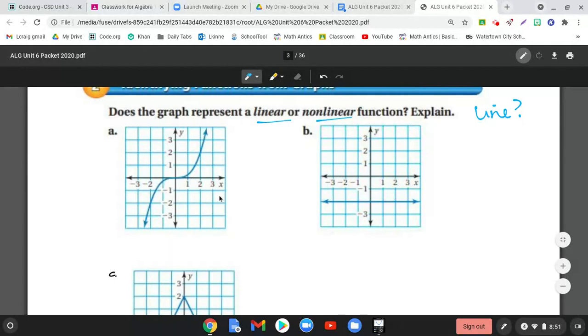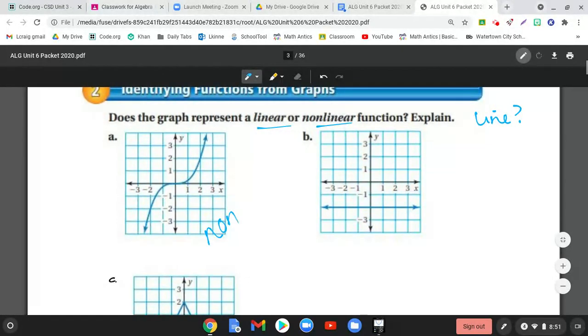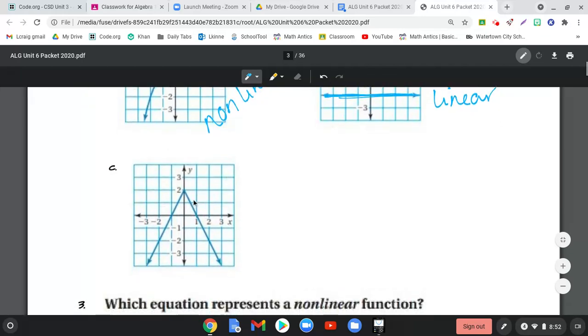Is this a straight line? No, so it's nonlinear. This one here might be kind of hard to see. It's along the bottom. That is linear. And this one, it looks like two straight portions, but again, the whole thing needs to be one big straight line, so that's nonlinear.